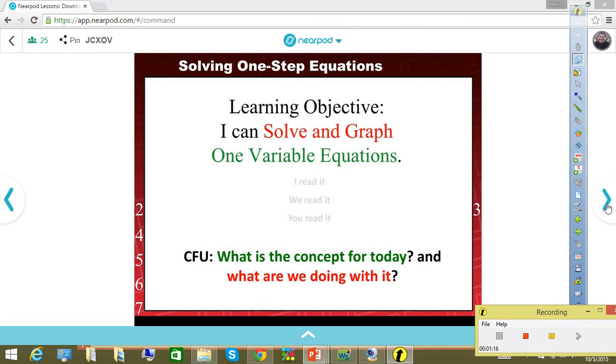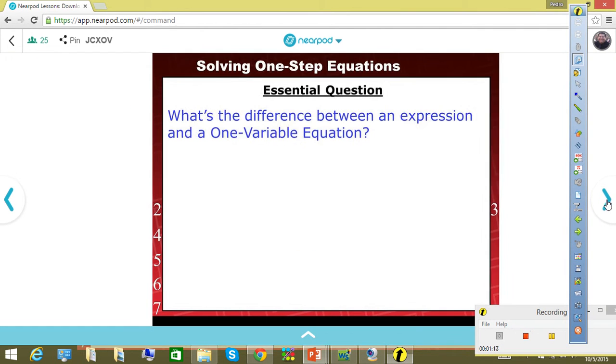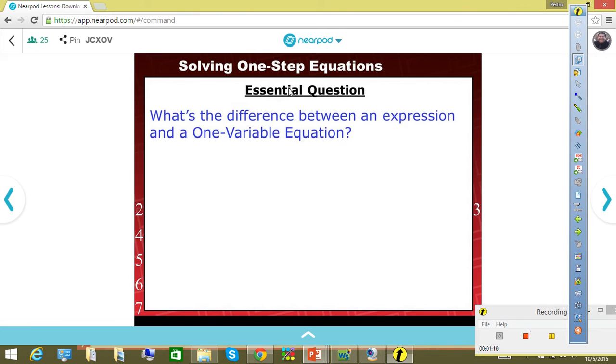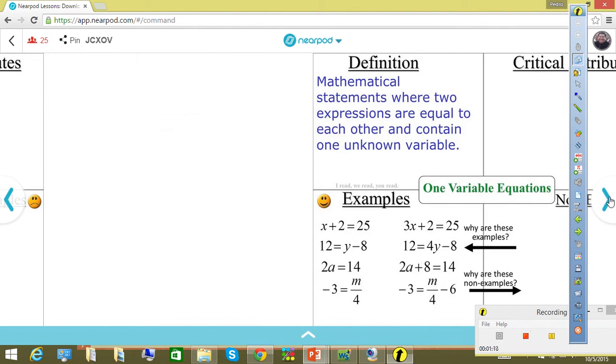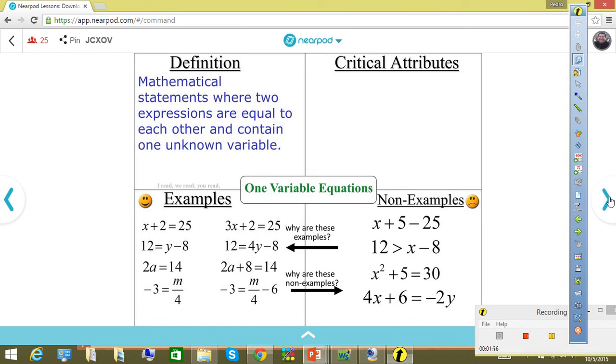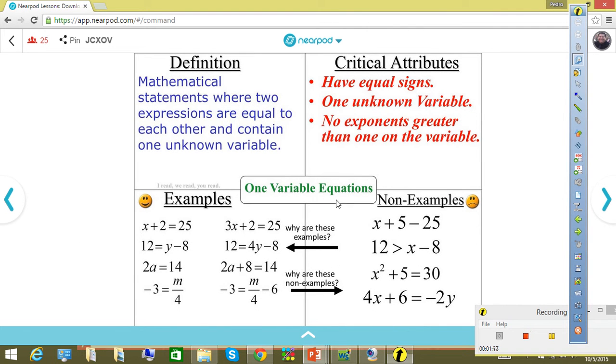So now, here we go. We know the concept for today, but before that, here's an essential question again. What is the difference between an expression and a one-variable equation? We'll get to that at the end. So, we know what one-variable equations are. We covered that last week. And we said that in order to be a one-variable equation, they needed to have an equal sign, one unknown variable, and no exponents greater than 2. Remember that? Yes, Mr. Q.